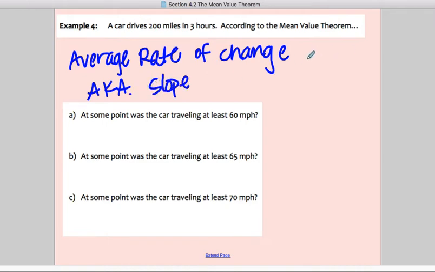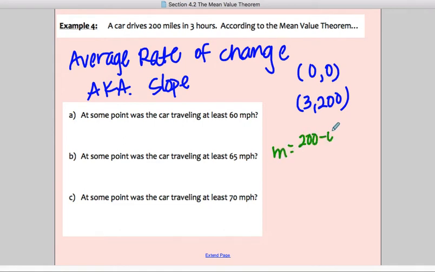Okay. When you left the house, time was 0, you had traveled a distance of 0. 3 hours later, you have traveled a distance of 200. So what it's saying is find the average rate of change. So our slope would be 200 minus 0 over 3 minus 0. So we'd have 200 divided by 3, which gives us 66.6 repeating miles per hour.